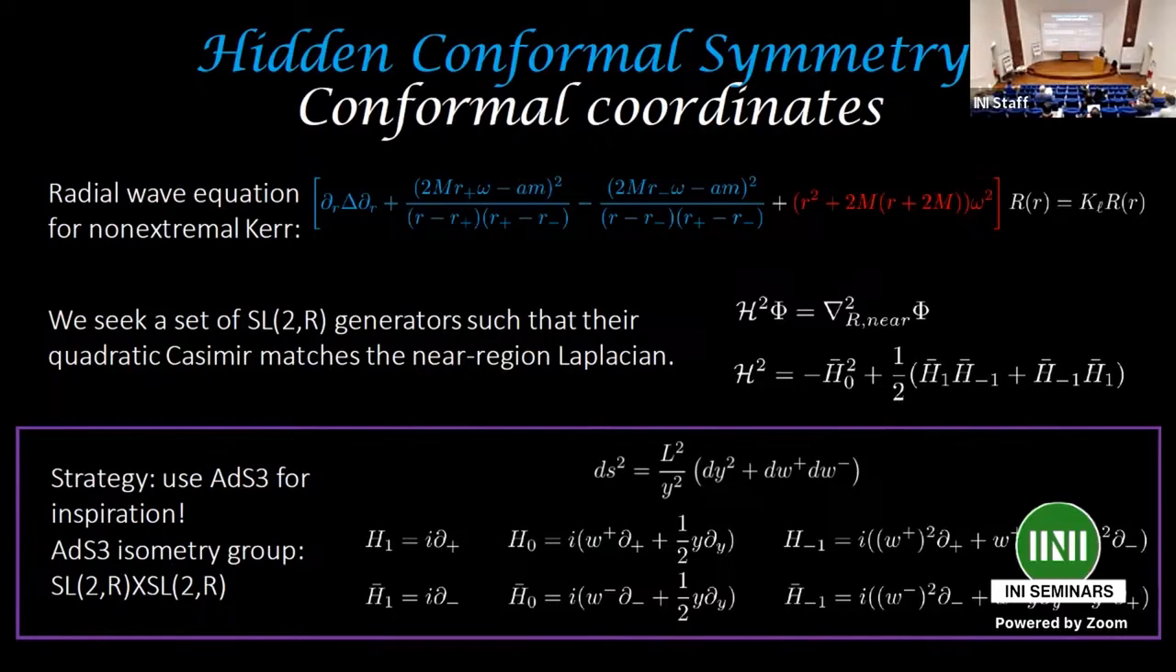This talk has nothing to do with AdS3. However, we actually already have a nice set of SL(2,R) cross SL(2,R) generators. The reason is, well, that's the isometry group of AdS3, right? So the Killing vectors of these guys are known. So all we need to do is find a coordinate transformation.